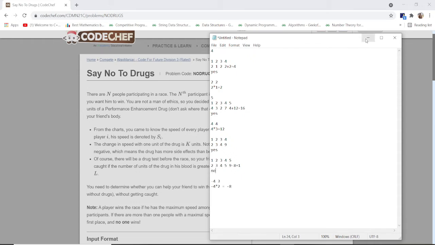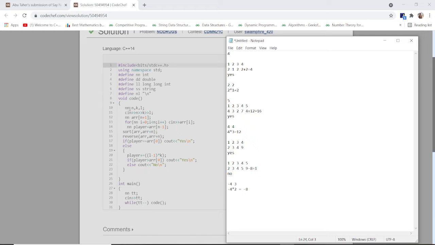Now I am showing my code. As you can see, I first take N, K and L for the players here. K is the amount of speed which we gain after pushing one unit of the drug, and L is the limitation here. So I scan them and put them into the array, and after that I scan my friend's speed into another value and then sort the array.